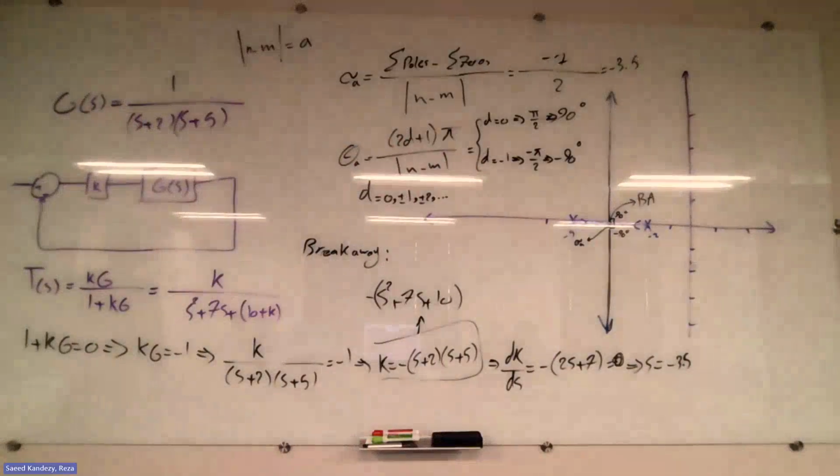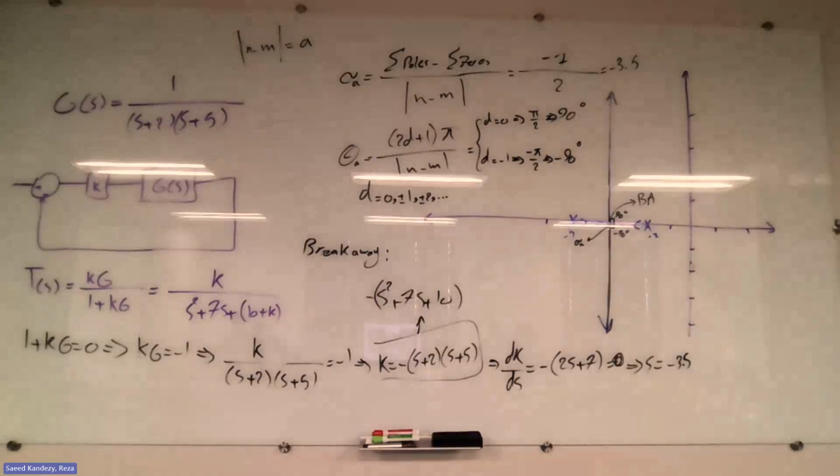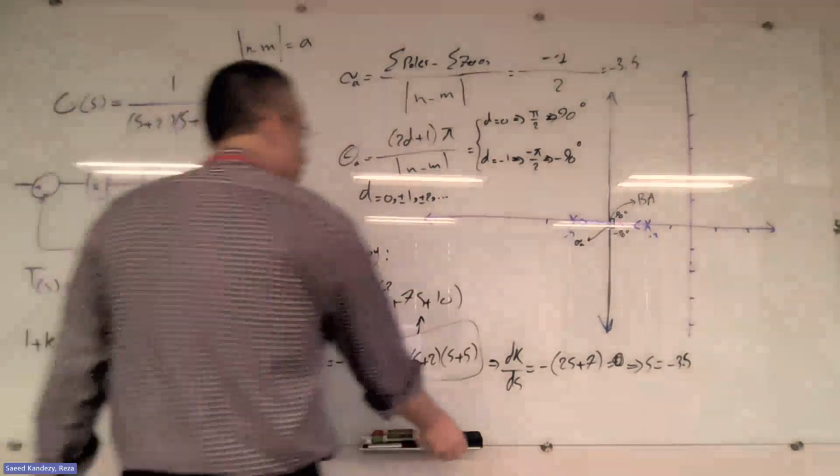Now, if our breakaway point was somewhere else, then that would not happen. We would move from that breakaway point and then end up touching the asymptote lines. This is a special case, okay? Now, any questions so far?